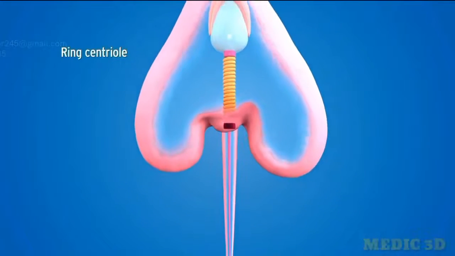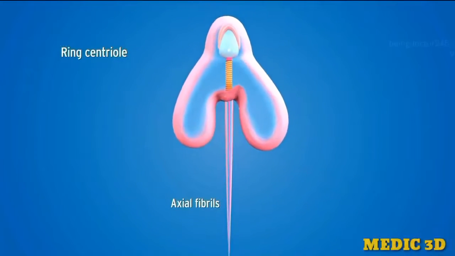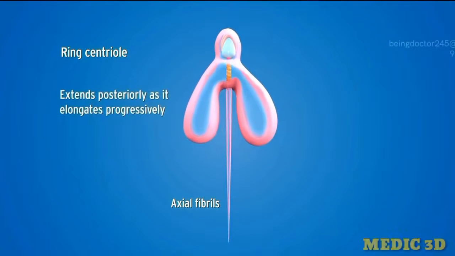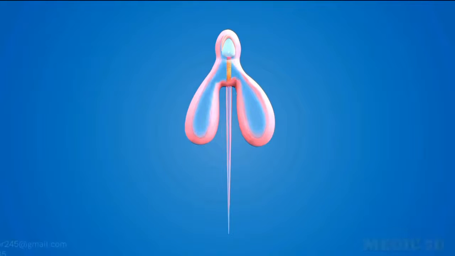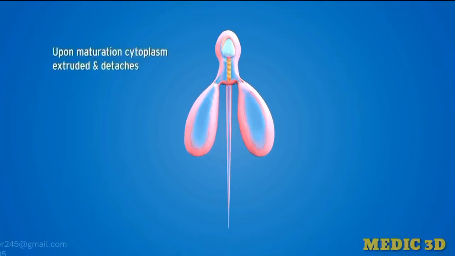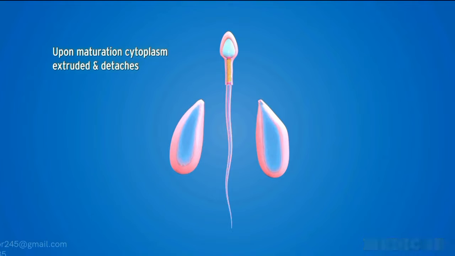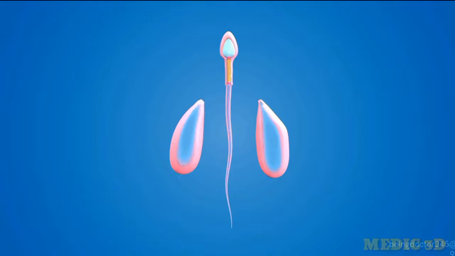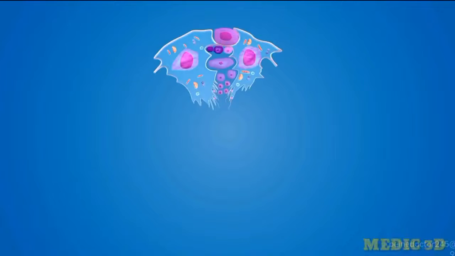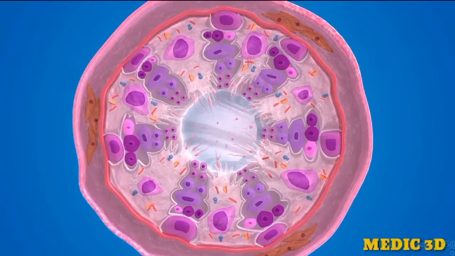Around the axial filaments in the middle part, the mitochondria aggregate and form a mitochondrial sheath in a helical manner. From the ring centriole, the axial fibrils develop and extend posteriorly into the cytoplasm of the cell as it becomes progressively elongated. As the spermatids mature, most of the cytoplasm is extruded and detaches from the cell, thereby becoming the residual bodies. These residual bodies are engulfed by Sertoli cells.